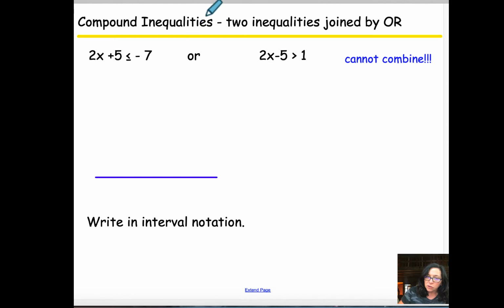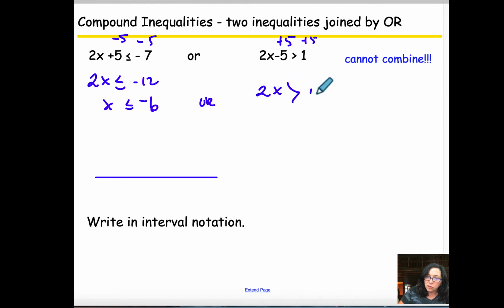So the next question is a compound inequality, meaning two inequalities are joined, so or. In doing this problem, subtract 5, so we're going to have 2x is less than or equal to, and if I subtract 5 from both sides, I'm going to get -12, which means x is less than or equal to -6. Or we have this equation where I'm going to add 5 to this side, and I'm going to get 2x is greater than 6, so x is greater than 3.